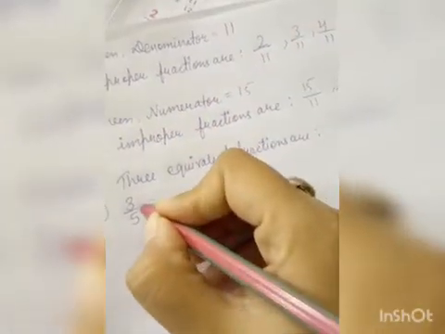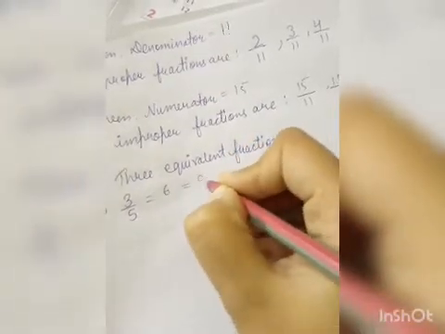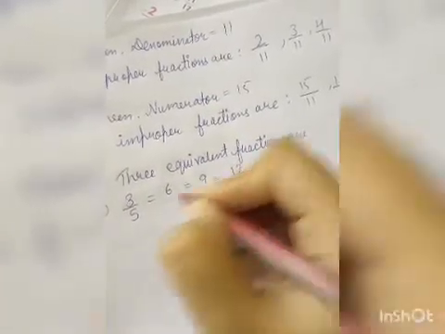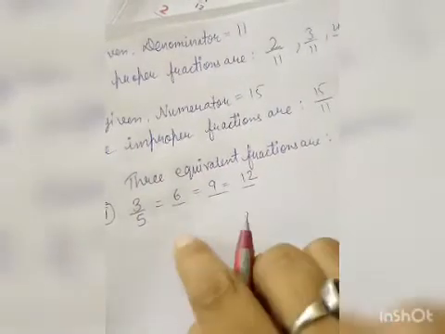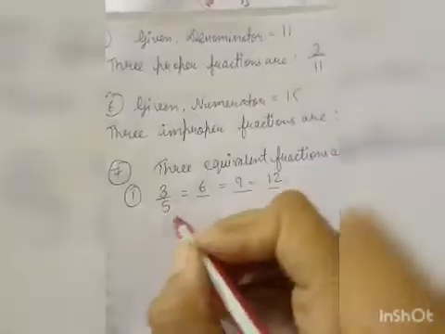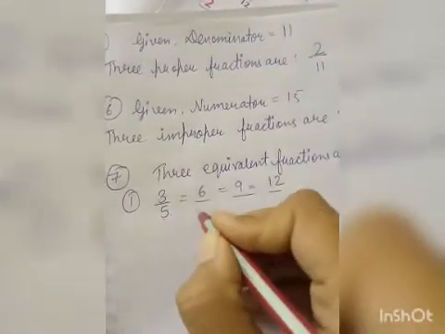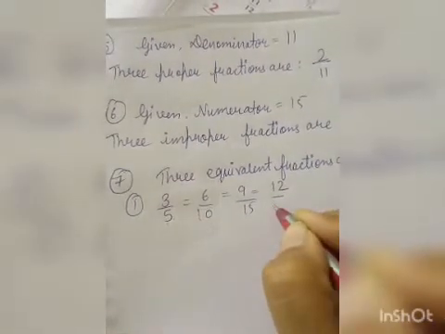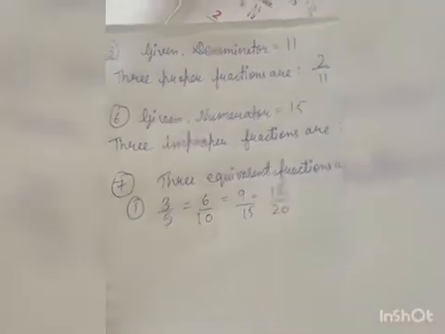So 3 ones are 3 we have, 3 twos are 6, 3 threes are 9, 3 fours are 12. Now again for 5 we can write 5 ones are 5 we have, 5 twos are 10, 5 threes are 15, 5 fours are 20. Finished.